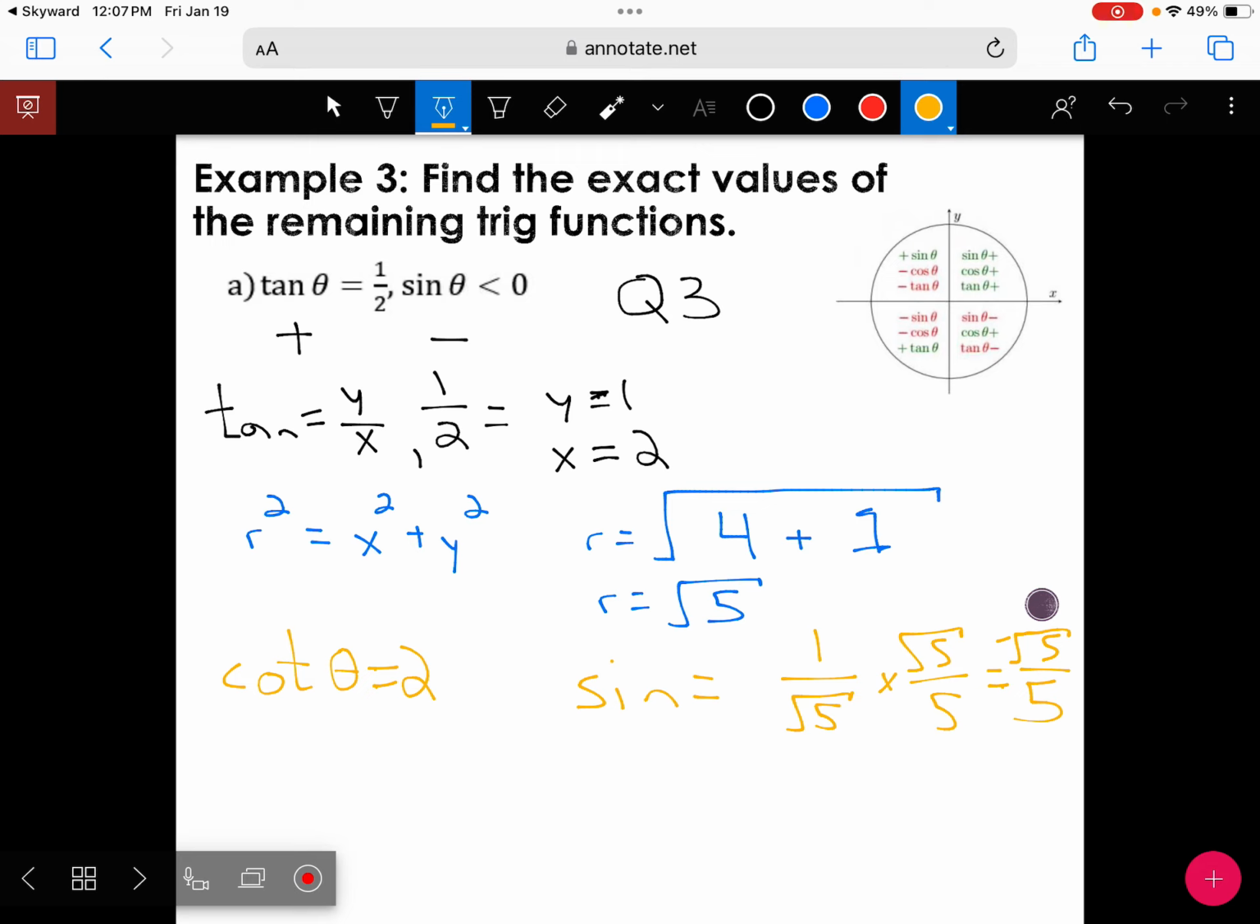Why didn't you put a bottom 5? Oh, yeah, you're 100% right. Thank you. If you ever see me make a mistake, just shout it out to me. Be like, Mr. Suchi, that's not how that should look. So are we good with how we got sine? Cool. So then I want you guys to try to do cosecant by yourself. Hopefully it takes you about 10 seconds.